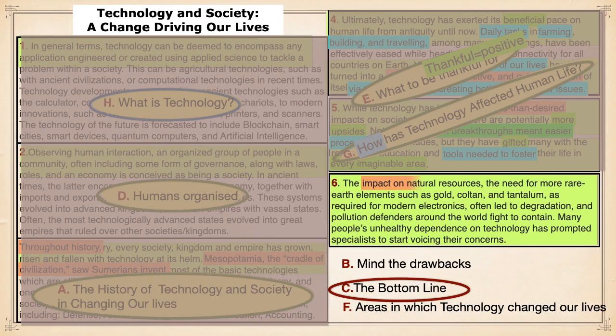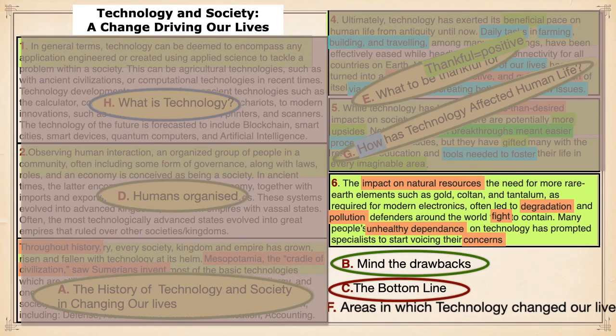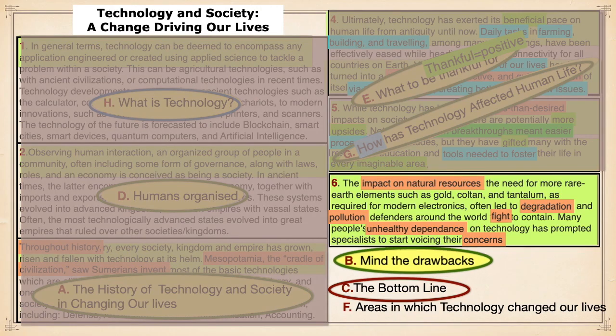I can see we have a lot of negative words. So this one is easier. It's heading B. Mind the drawbacks. Drawbacks means obstacles, disadvantages. Good. There's nothing indicating this is a conclusion, a bottom line, and nothing indicating areas of technology. So I'll get the negative impact heading here and move on to the last.